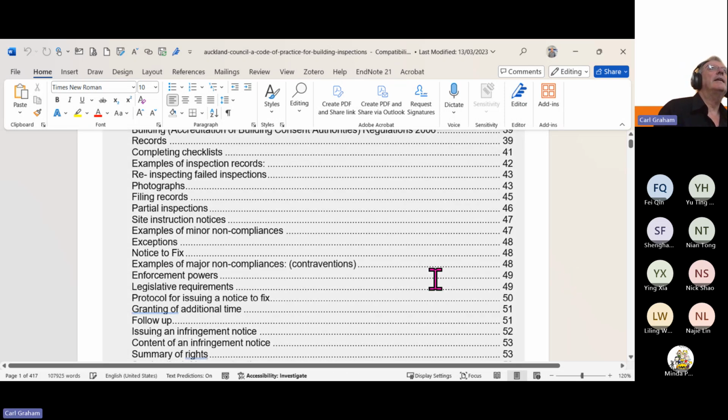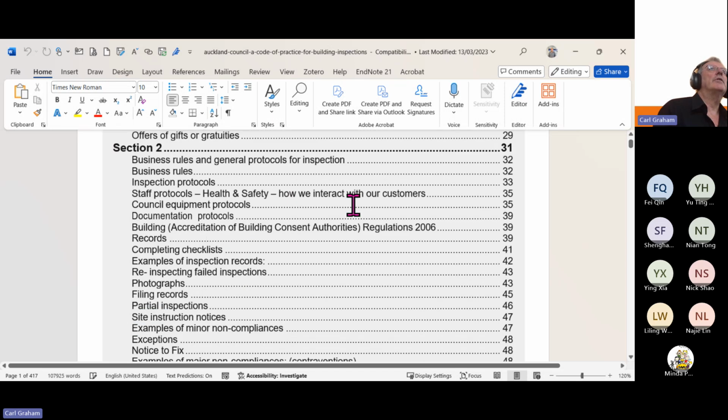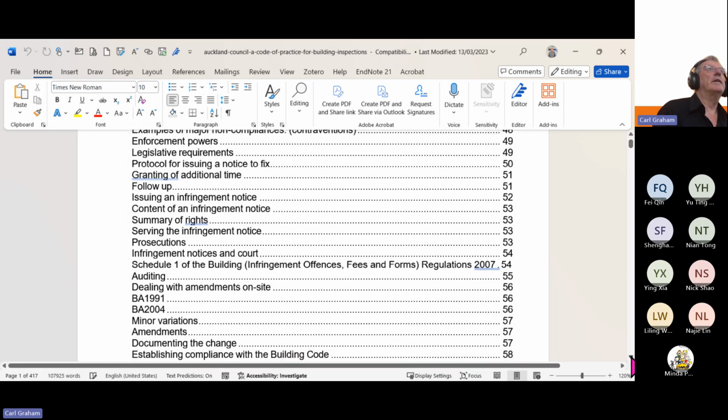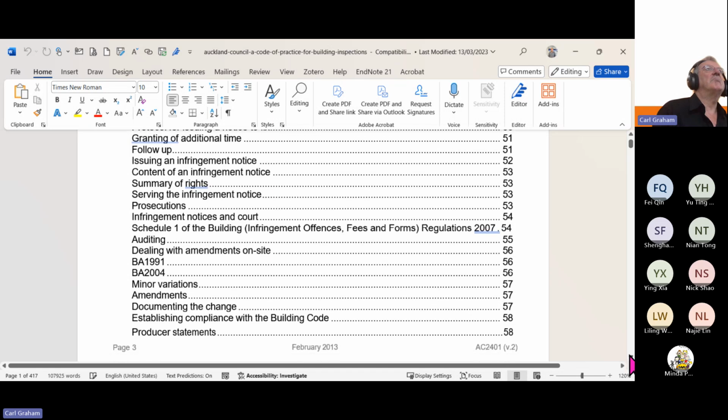We did this for 9 months. As you can see, it gives us the direction on what you're supposed to do and how you're supposed to do it as a building inspector, but also as a staff member at council. And it's such a good document. It's probably more an internal document in the sense that it's dated February 2013.